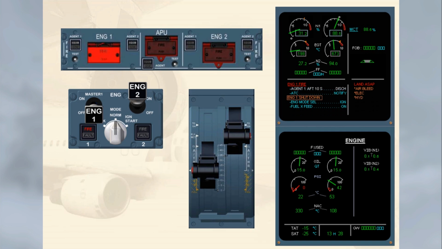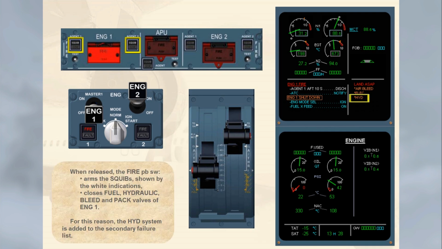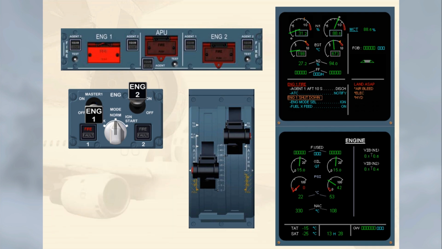When released, the fire push button switch arms the squibs, shown by the white indications, closes fuel, hydraulic, bleed and pack valves of Engine 1. For this reason, the hydraulic system is added to the secondary failure list. Simultaneously, an automatic countdown is started on the ECAM. This is in order to allow the engine to further slow down in order to increase the effectiveness of the agent.